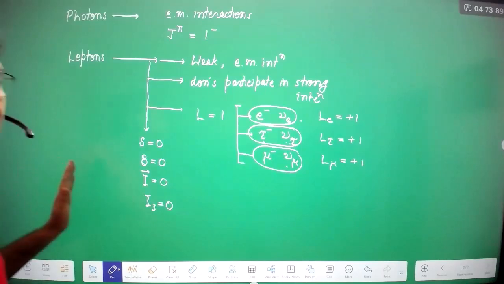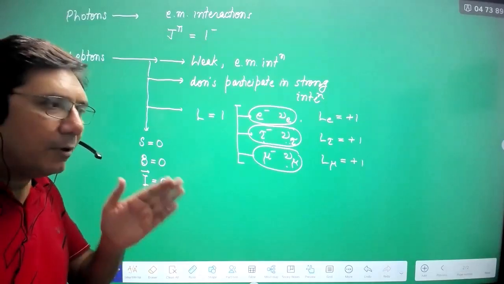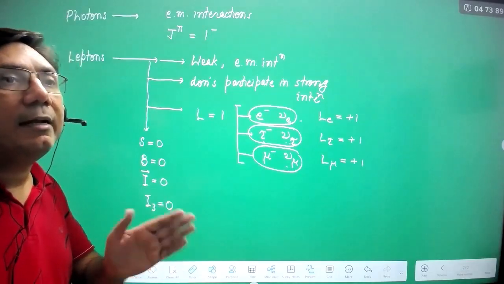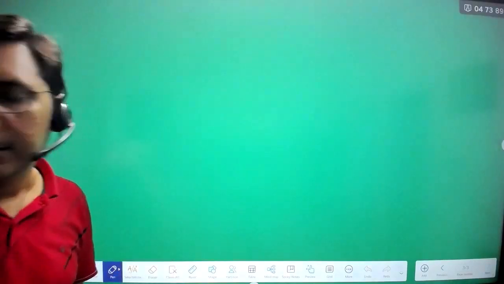Now, in the last class, I discussed leptons, but apart from these leptons, there are anti-leptons also. Corresponding to leptons, there will be anti-leptons. Their antiparticles will be there. Apart from these particles, there are antiparticles also. Before I discuss antiparticles, one thing is important. Please write it as a note.